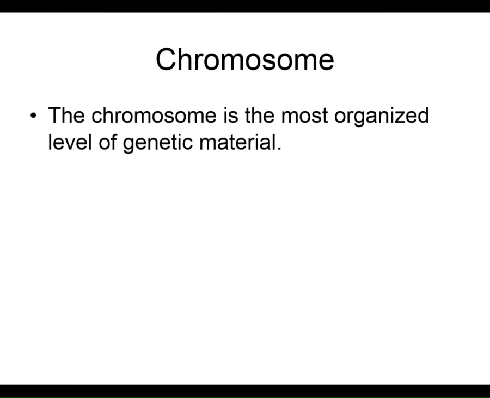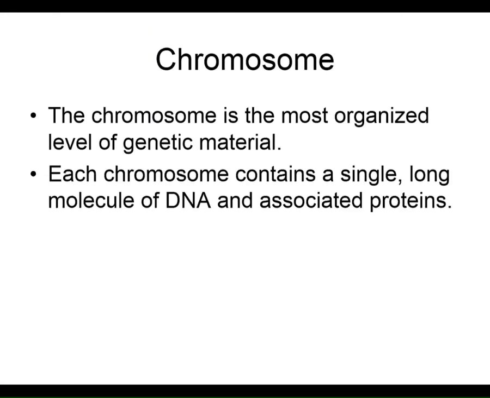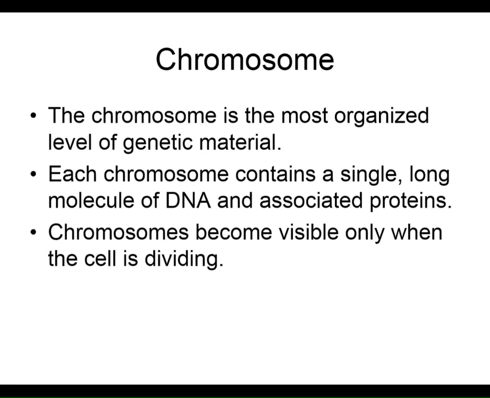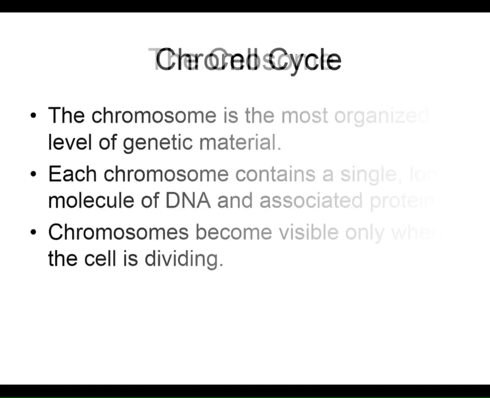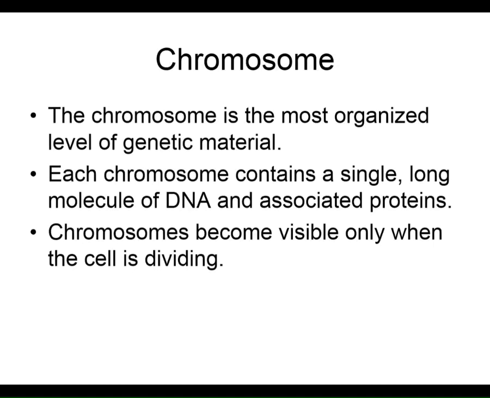So that's the chromosome. It's the most highly organized level of genetic material in your cells. And again, your chromosomes, you have 46 long molecules of DNA in your cells wrapped around those proteins. Again, we only can see the chromosomes during mitosis, when the cell is actually dividing.